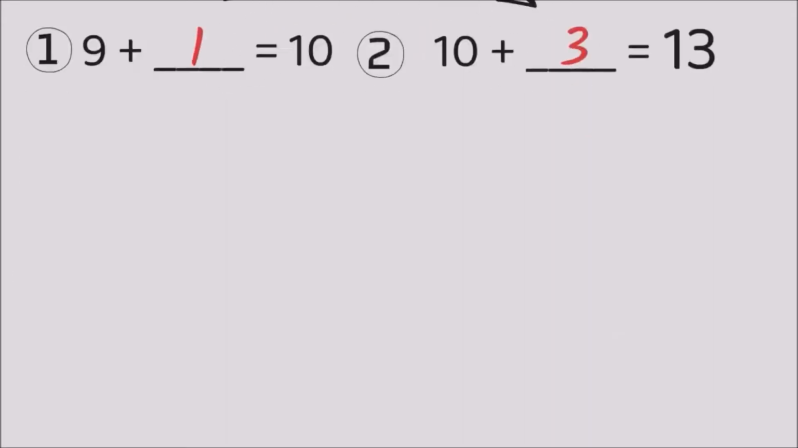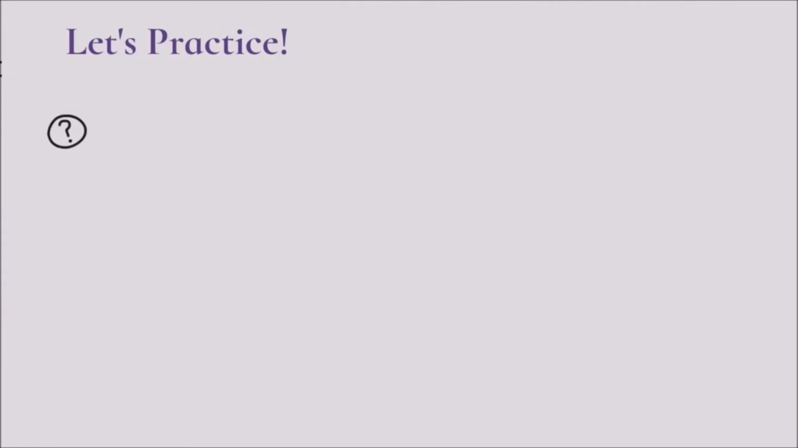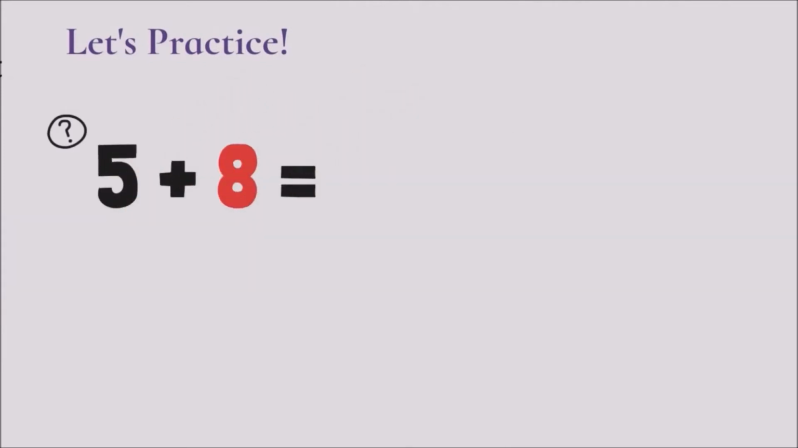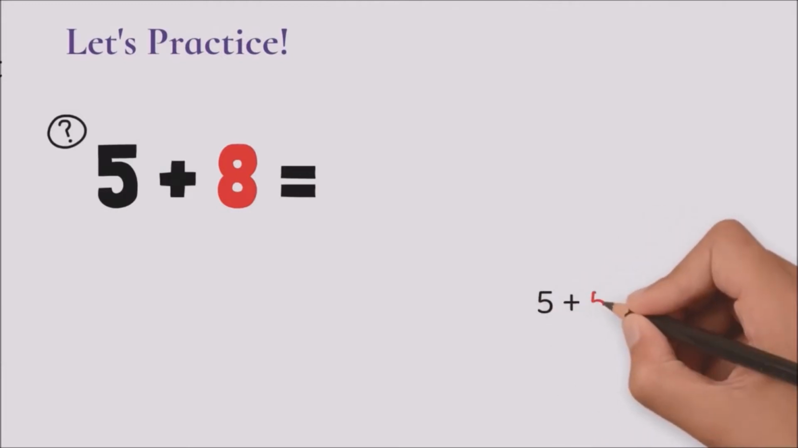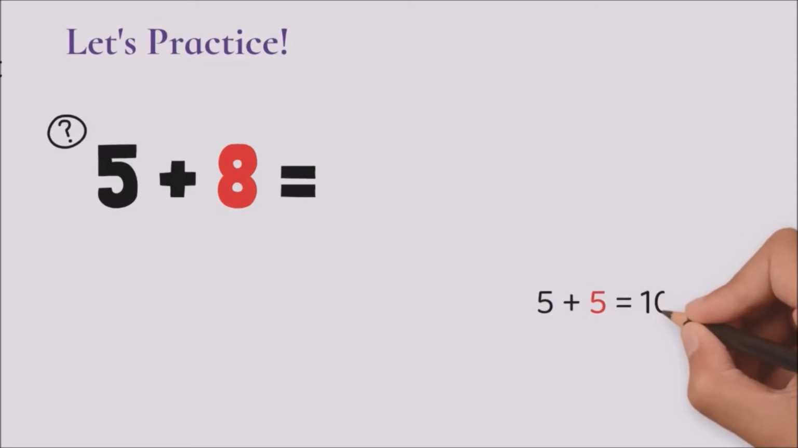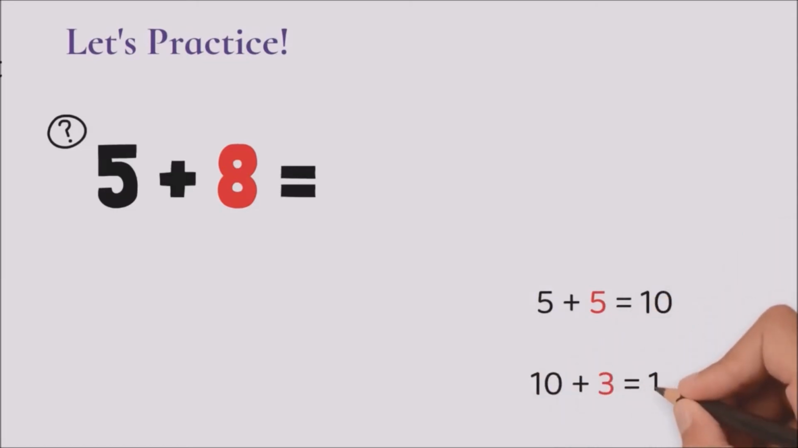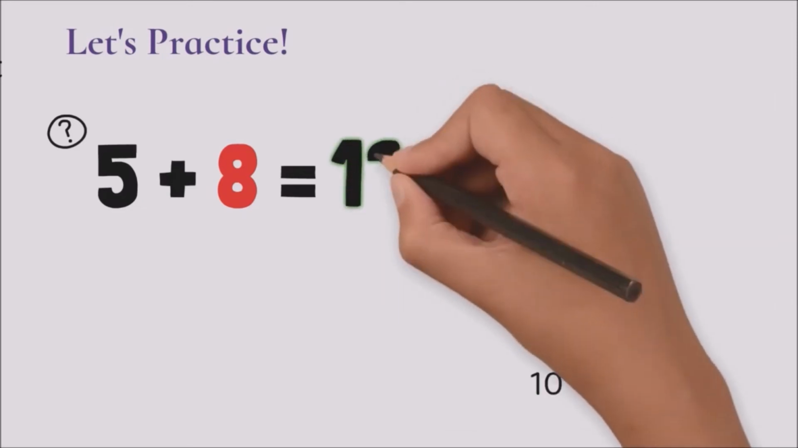Let's go a little bit faster. 5 plus 8. So for this example, let's start with 5, right? So in order to get up to 10, we need to add 5. So that brings us to 10, and then what's left is 3. So by adding 10 to 3, the final result is 13.